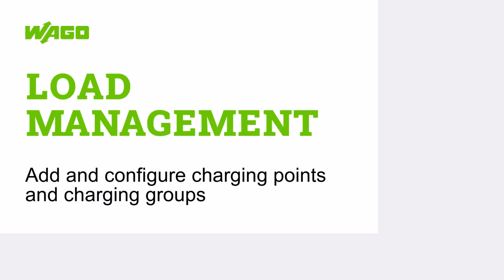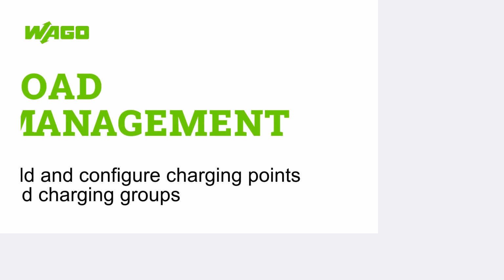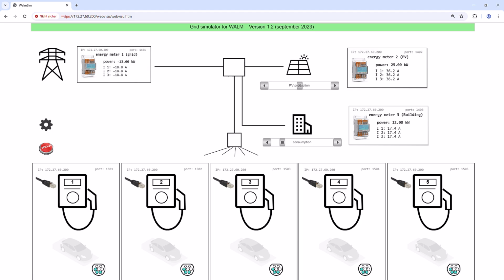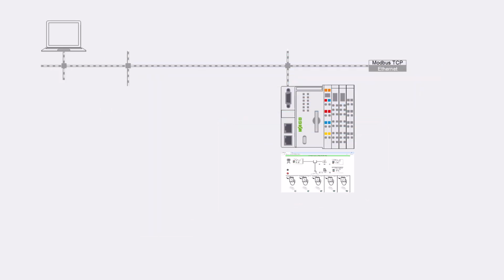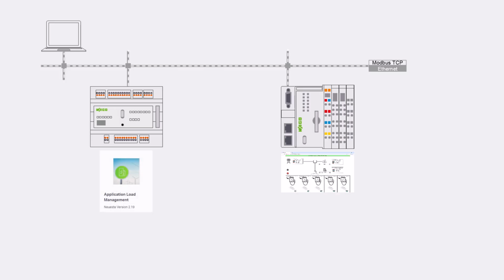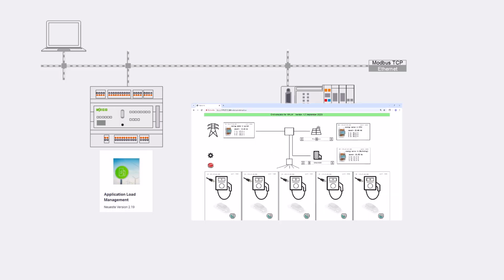Hello. In this WAGO tutorial, we'll guide you through adding charging points in WAGO Load Management and delve into the various configuration possibilities. We're using a charging park simulation, which runs as a Codesys 3.5 visualization on a PFC 200. In the same network, there's a CC100 installed with WAGO Load Management, licensed for 5 charging points.